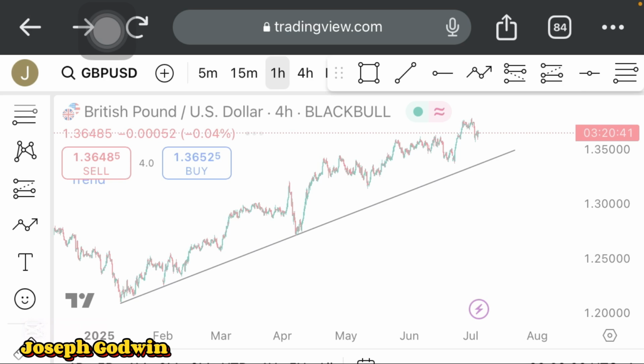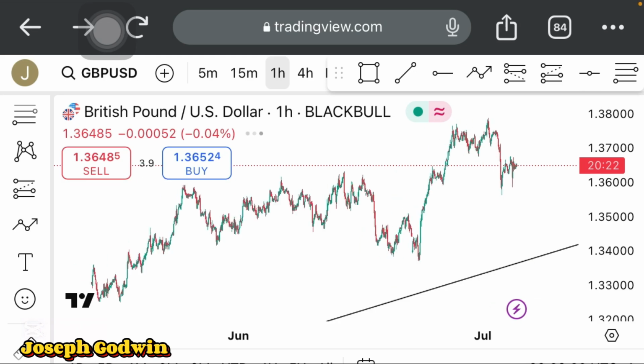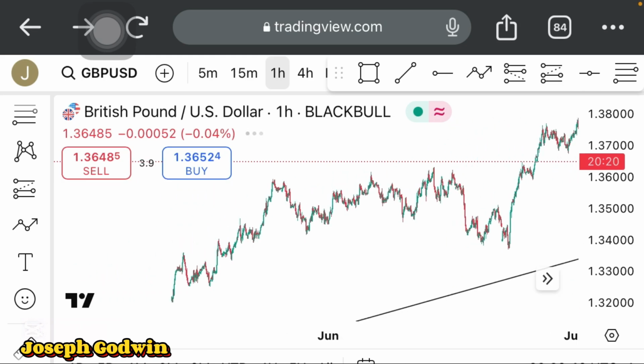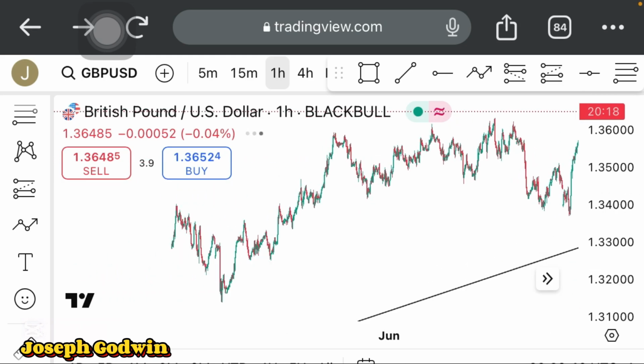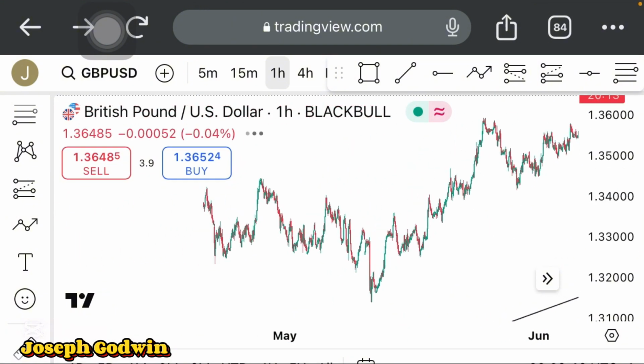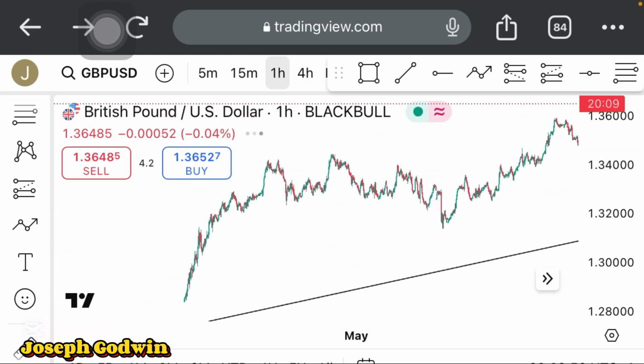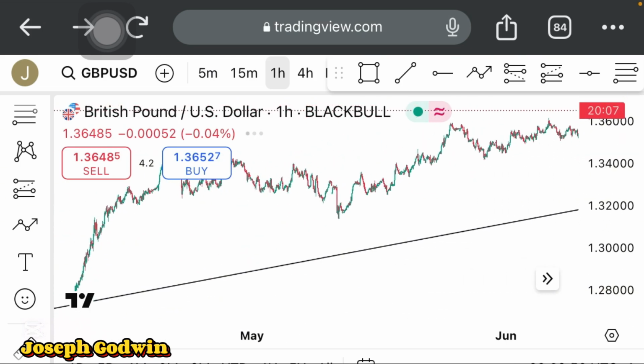On the 1 hour time frame, sorry, network is glitching. On the 1 hour time frame, you should be looking for more buys too. Sorry, I don't know why the network is glitching now. So on the 1 hour time frame, we are still in an uptrend. Let me shrink the chart. So we are still in an uptrend.